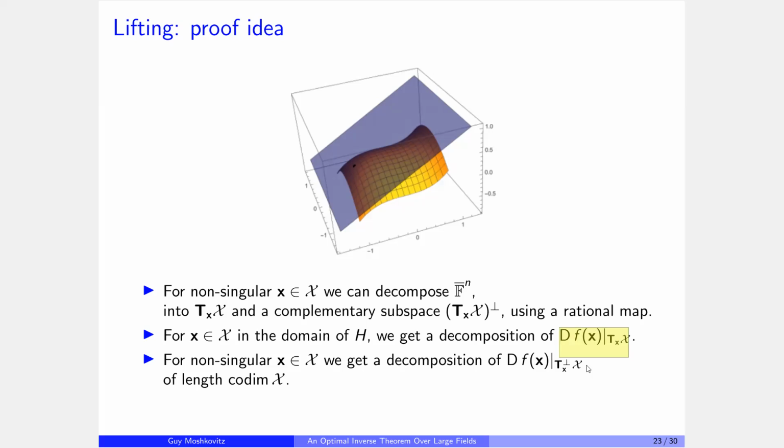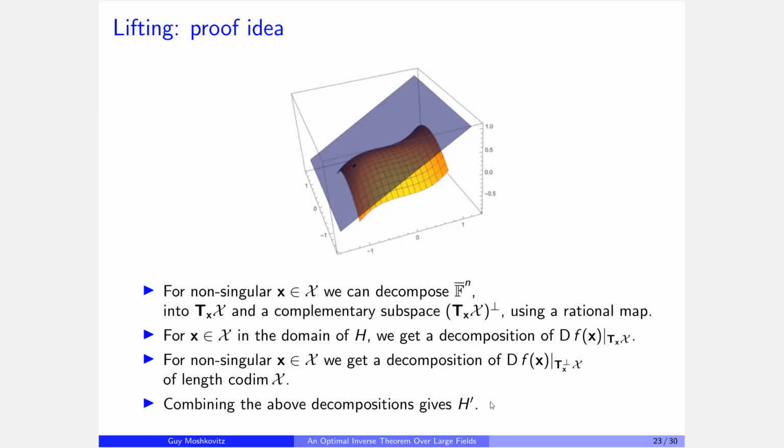Because f had a partition rank decomposition, that means that df in that direction has a short partition rank decomposition. And what about the complementary direction? Well, we can't say much about it, but we're going to use the fact that it's a small subspace. So it's a subspace of dimension at most codimension of X. That goes back to the properties of the tangent space. And so we have kind of a trivial decomposition for that component of df.